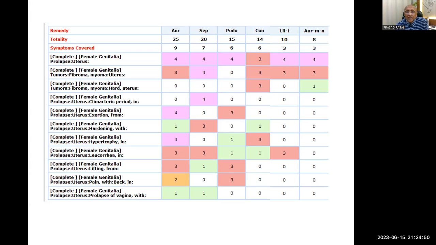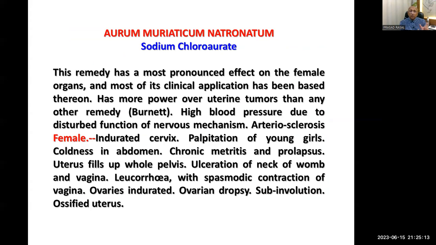There is one more remedy at the end of that, Aurum muriaticum natronatum, over there on the screen, which covers the first three. There is tumors, fibroma, myoma, uterus, and the hard uterus. So I thought instead of just going with the Aurum, if we think about Aurum muriaticum natronatum, we'll produce a good result. Then I had read about Aurum muriaticum natronatum very early in my practice.